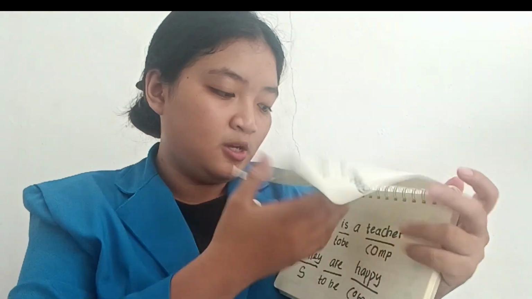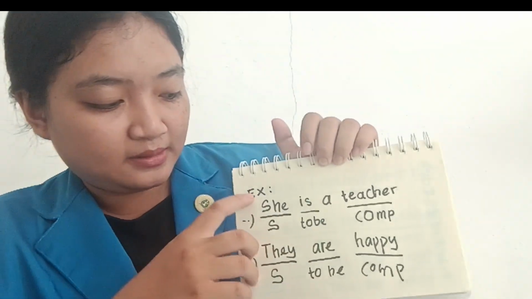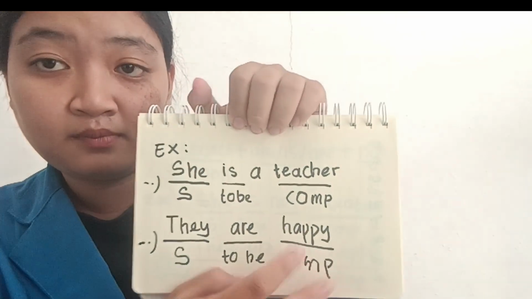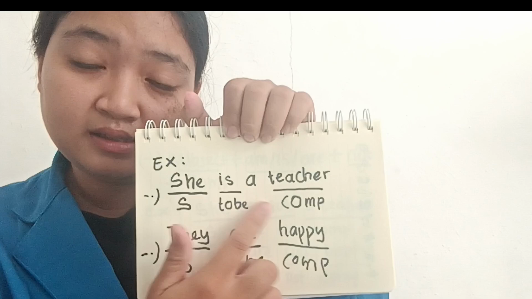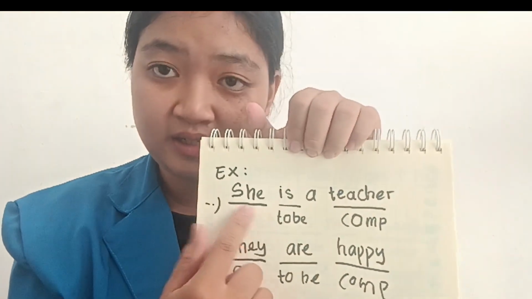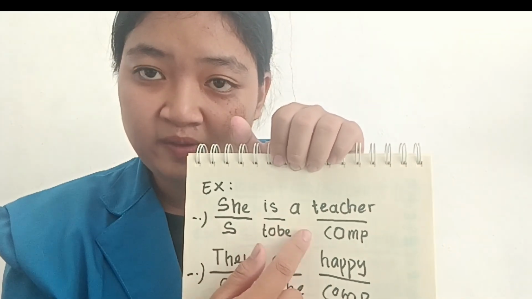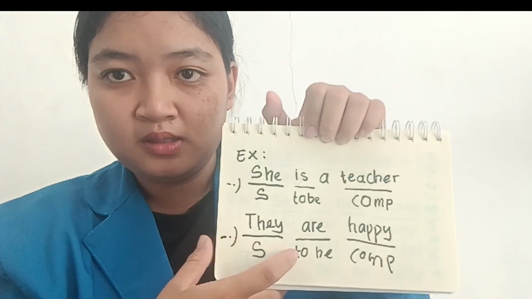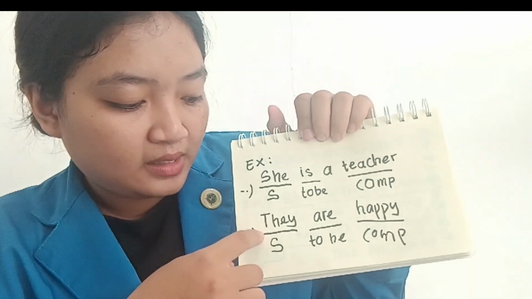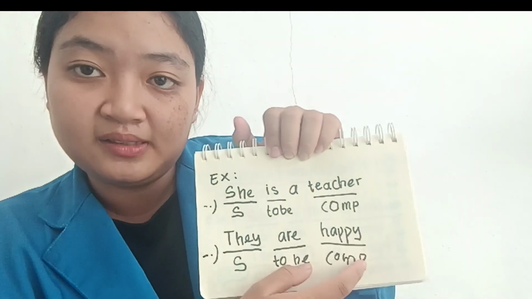Now, for example, for a positive sentence: she is a teacher. The subject is she, to be is is, and the complement is a teacher. For more example: they are happy. The subject is they, are is the to be, and the complement is happy.